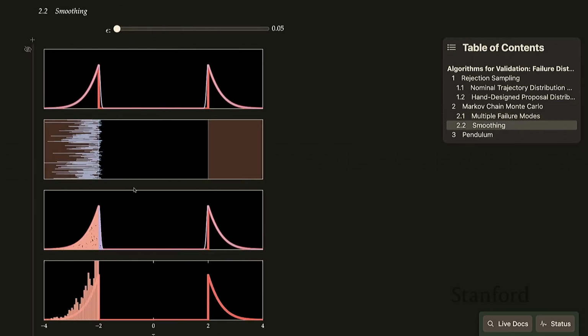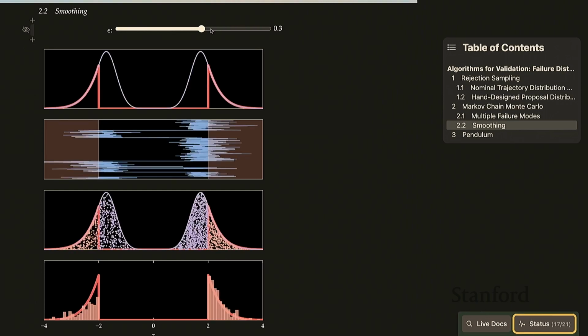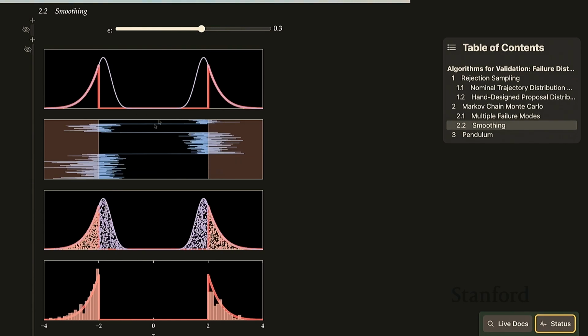So here, with a small amount of smoothing, we still don't get this extra failure mode. You can see this smooth distribution. If we increase the amount of smoothing, let's go like here, you'll see it starts to jump back and forth between failure modes, and this is the smooth failure distribution we end up with. And then we get a nice set of samples from both failure modes.